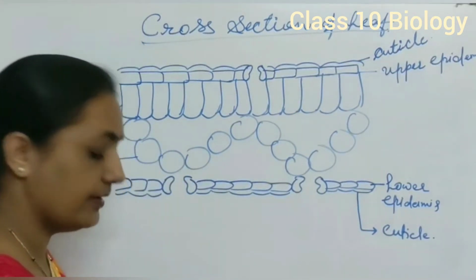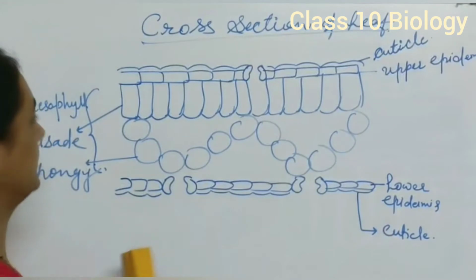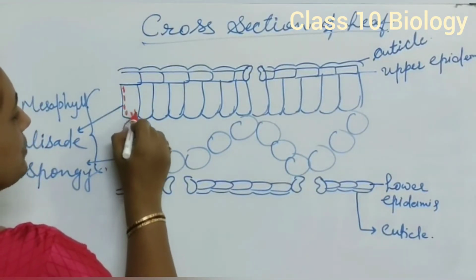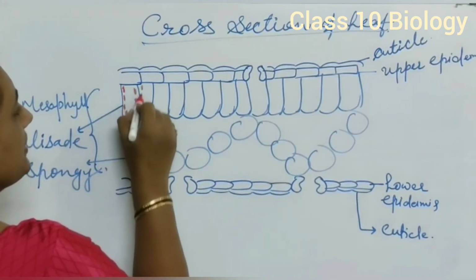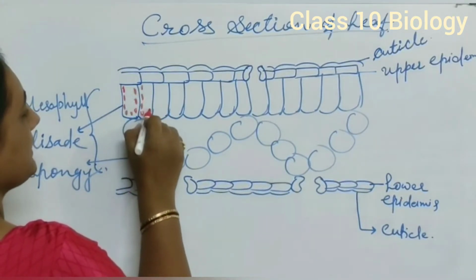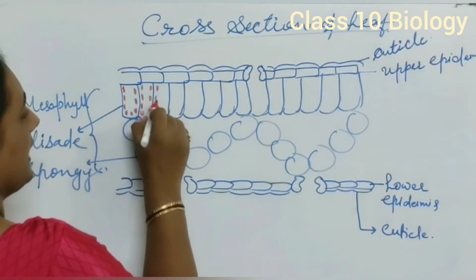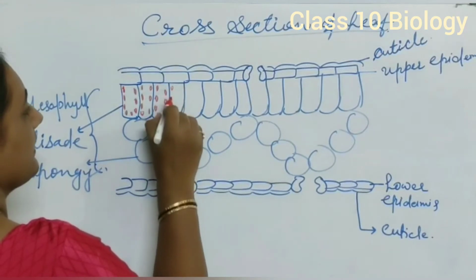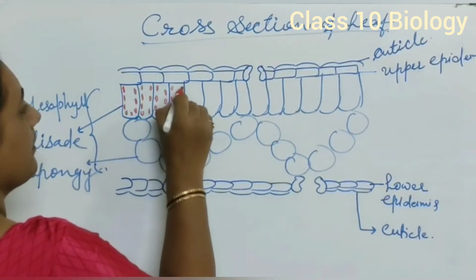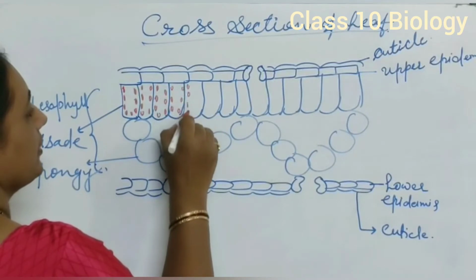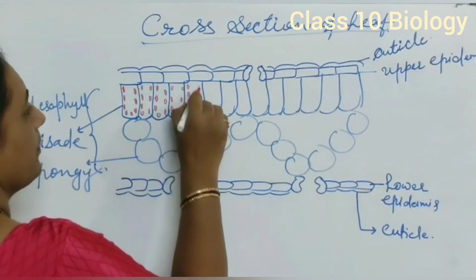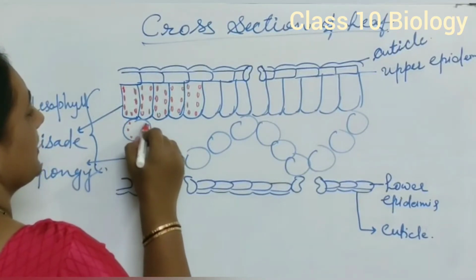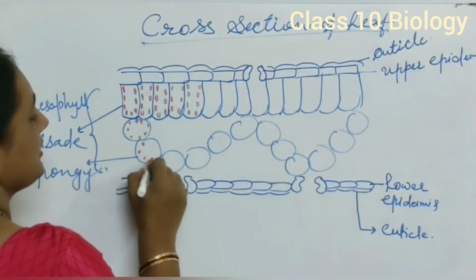Inside mesophyll cells you find chloroplast. The organelle chloroplast is present inside mesophyll cells. This mesophyll region is made of parenchymatous cells. Last year you studied parenchyma cells. They are green in color. Why are they green in color? Because of the presence of plastid, that is the chloroplast. In this way, it is present in all the cells. In the same way, chloroplast is present in spongy cells also.